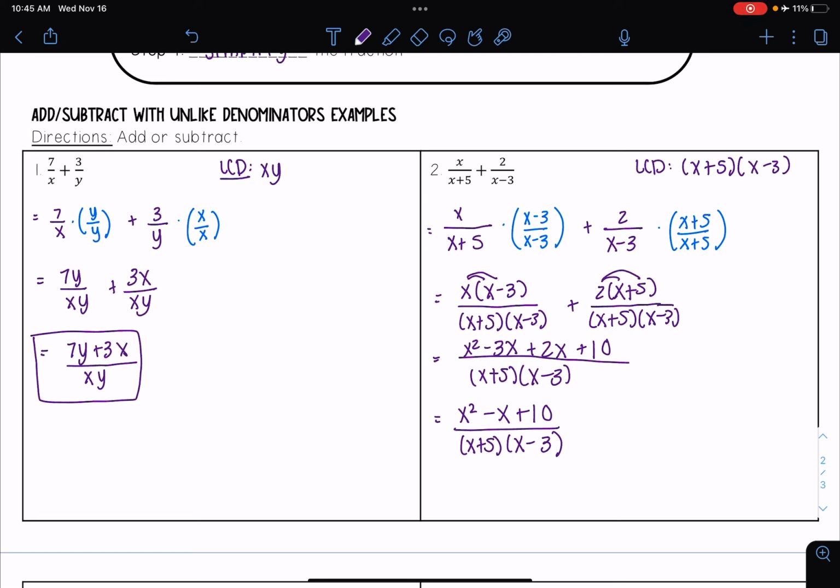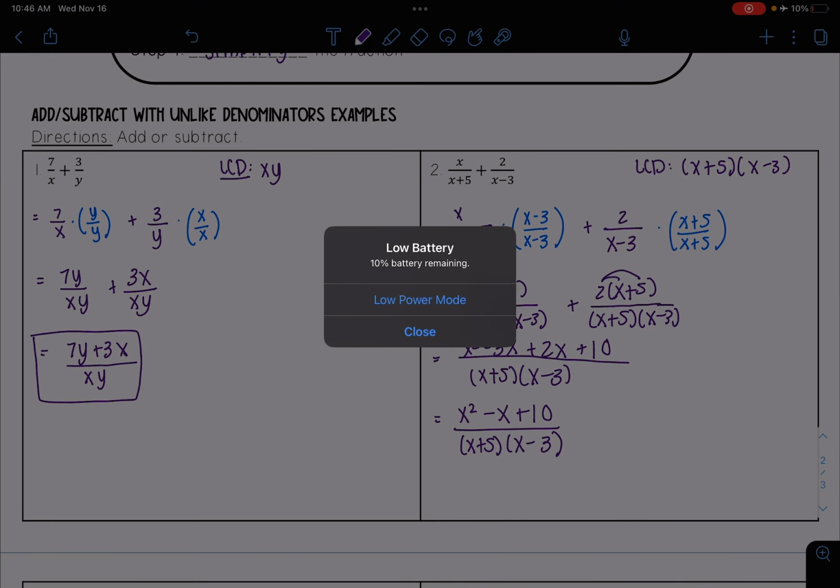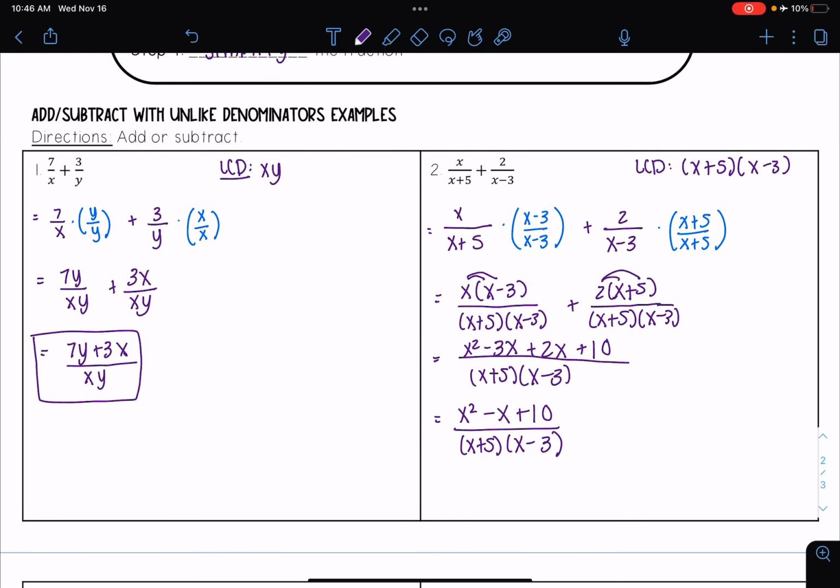And then I need to see if I can simplify this fraction further. And so looking at this, I see with my top I have x squared minus x plus 10. And so thinking through if that can be factored, I need 2 factors that multiply to 10 and add to negative 1. Well, 1 and 10 don't add to negative 1. 2 and 5, there's no way that's going to add to negative 1. And so that means that this is my final answer.